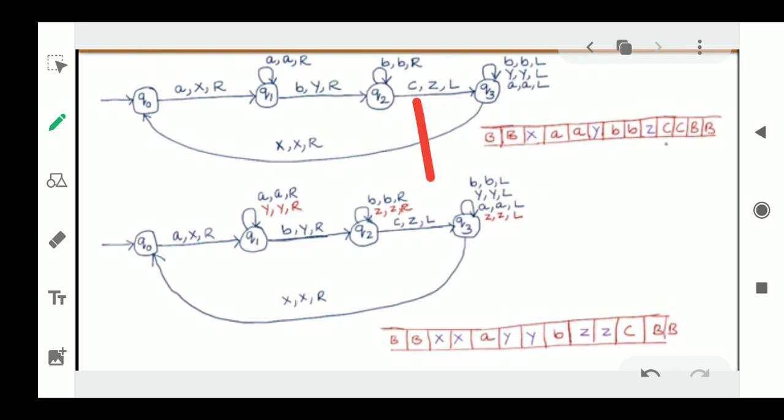You see here, when C is found, we are replacing that with capital Z, and we are not moving in the right direction. We are moving in the left direction. And consider we are in the state Q3.